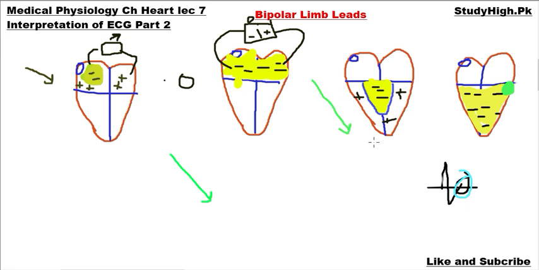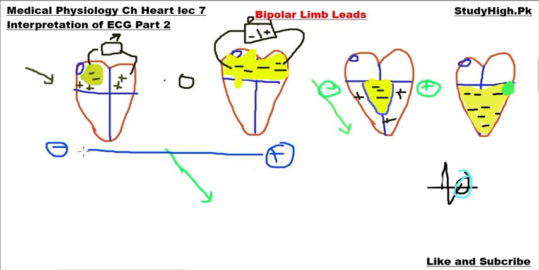If we connect the negative and positive terminals around this region of the heart, negative electrode on this region and positive electrode on this region, are the fluids that are present around the heart. So we have placed two electrodes on the left side of the ventricle and the right side, and the net vector is in this direction.